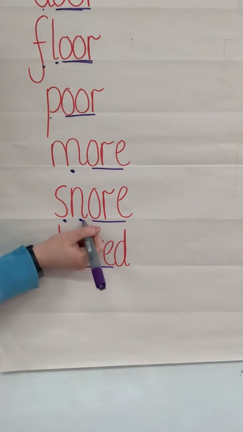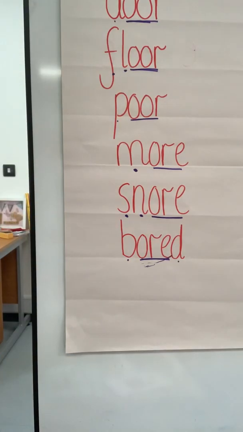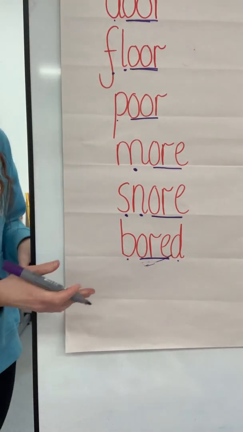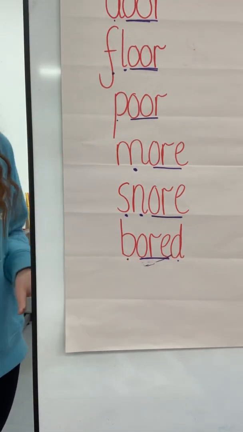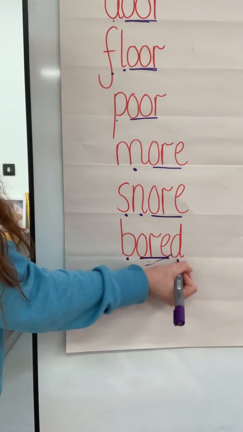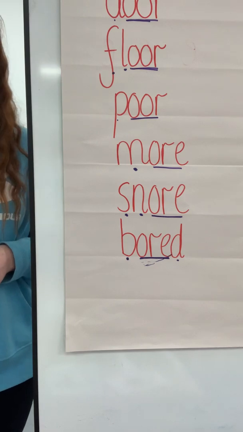S, or, or, or snore, as in I don't like it when my partner snores because it wakes me up, and it does. Snore. And then the last one, you can see here that O-R-E, that or sound is in the middle of this word because it's got a D on the end and a B at the beginning. So let's try and segment this one 3 times. B, or, d, bored, as in I'm very bored.